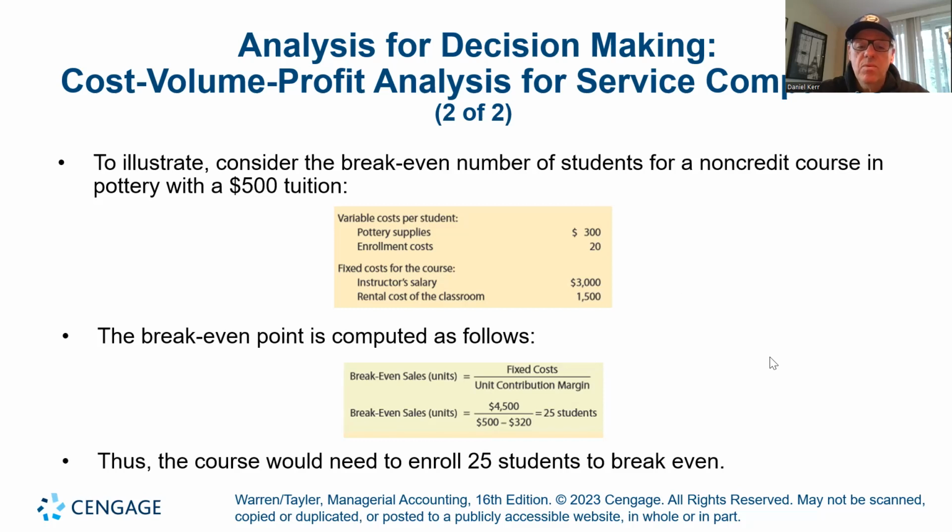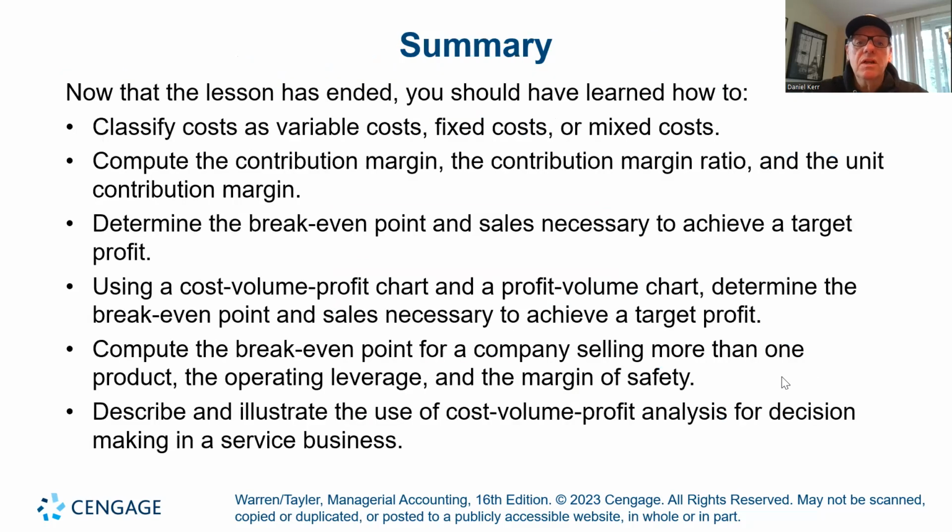So what is the break-even point? Well, we've got to have 25 students in the class in order for the class to break even. We take the fixed cost of 4,500 and divide that by the contribution margin here of 500 minus 320, which is 180. So you can see here that break-even point works well in a service organization, just like it would in a manufacturer. Okay. So that concludes our discussion of Chapter 6.